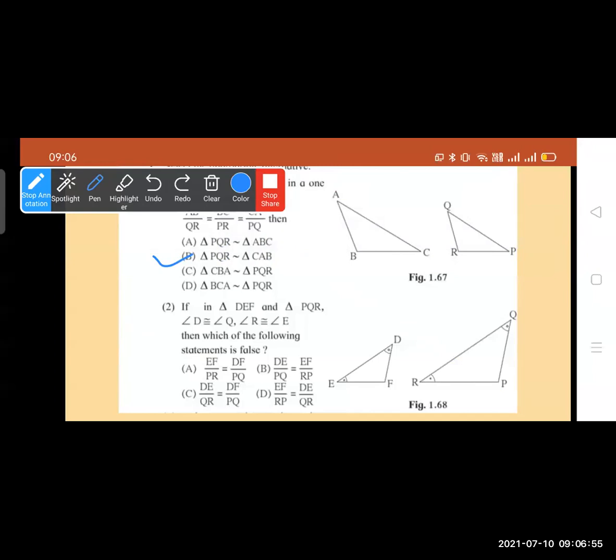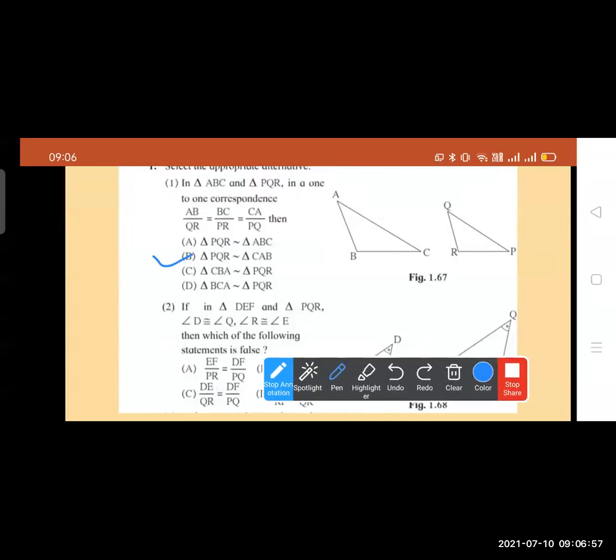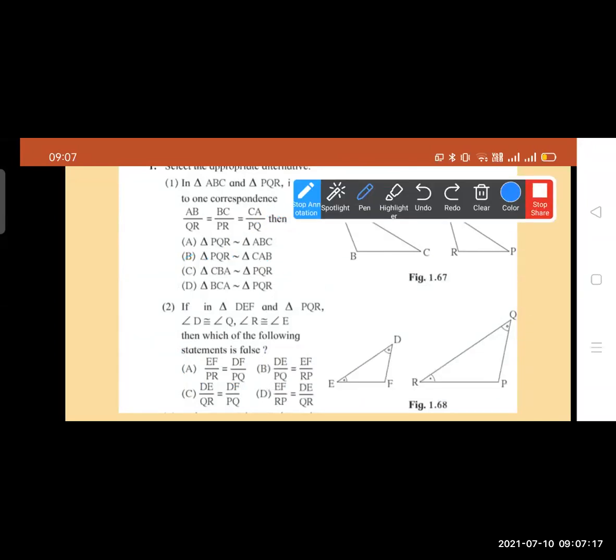हमें ऐसे check करना है. See here, these two triangles are similar, so we take PQ by AC. So check PQ by AC. Yes. Now QR by AB, and third one is PR by AC. Okay. Now next, second question.